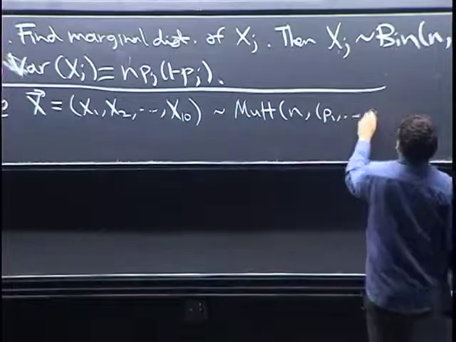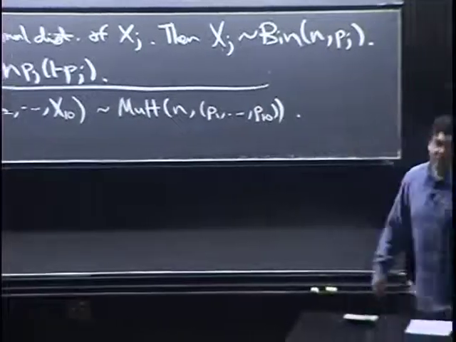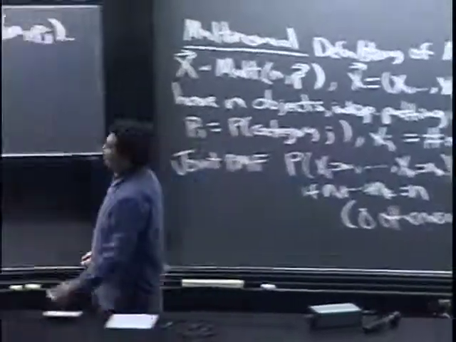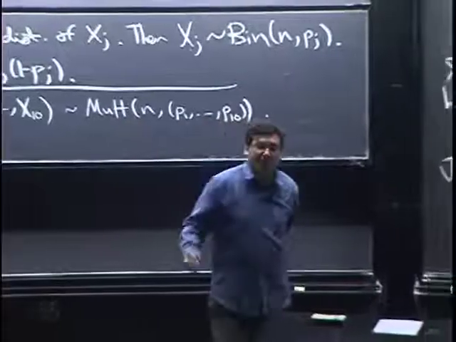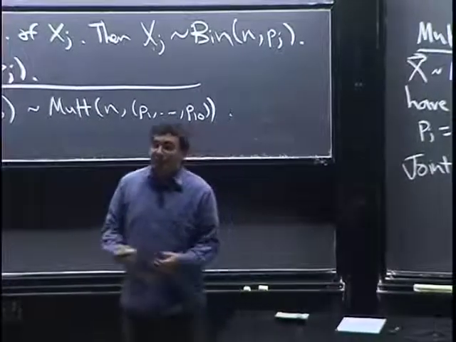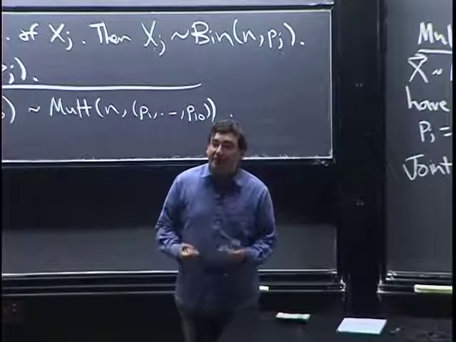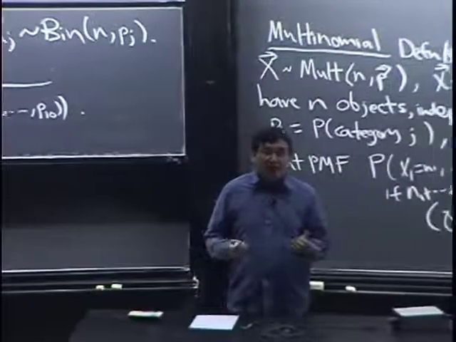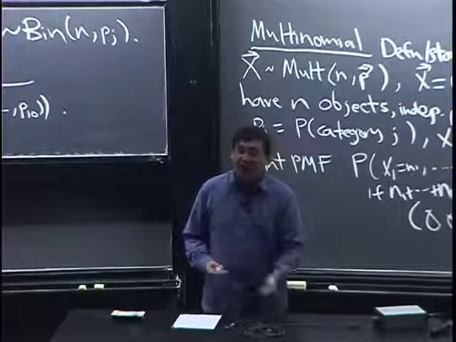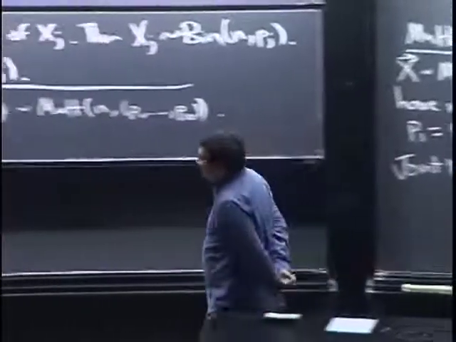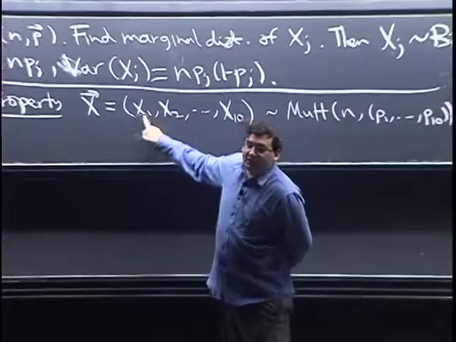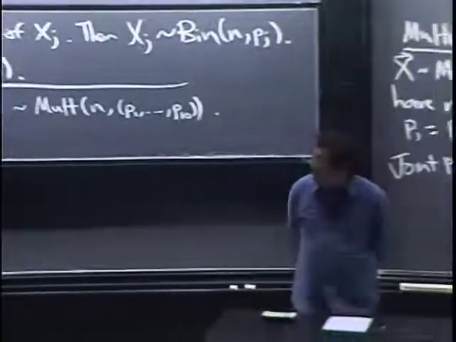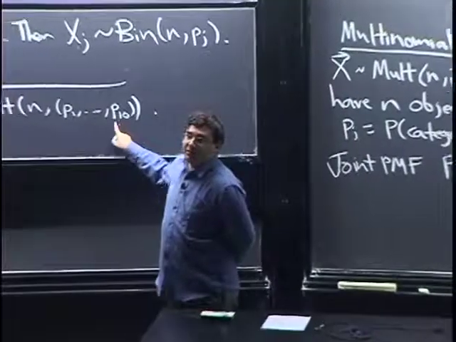To have a concrete example in mind, let's imagine we're in a country that has 10 political parties. You take n people, assume that the people are independent of each other, and assume that everyone in this country is a member of one of these 10 parties. Then you ask each person which party they're in. X1 is the number of people in the first political party, X2 is the number in the second one, and so on. So that would be multinomial if these are the probabilities of the different party memberships.